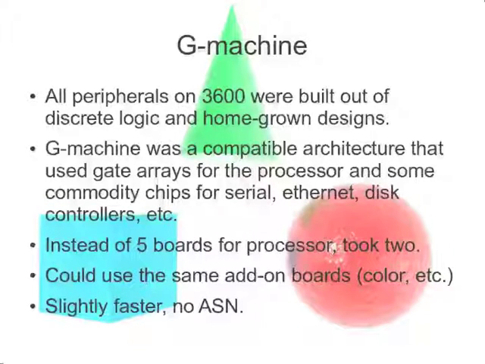So, as I said before, all the peripherals were discrete logic. So the Ethernet was done out of logic gates, and the serial controller was done out of logic gates. But after a while, it became clear that you could get a much smaller product by using commodity chips. So while the biggest 3600s were this size, the biggest of the G machines were this size, and there were smaller ones than any possible 3600. But it was exactly the same architecture. So, by putting the logic for the processor on gate arrays, and by using commodity chips, or rearranging things a little bit, we got it down to 2 boards for a processor.